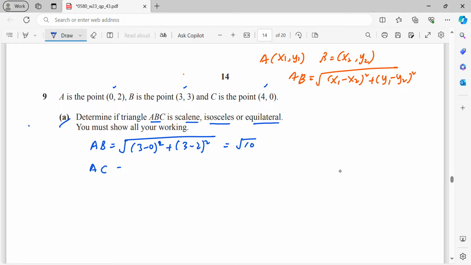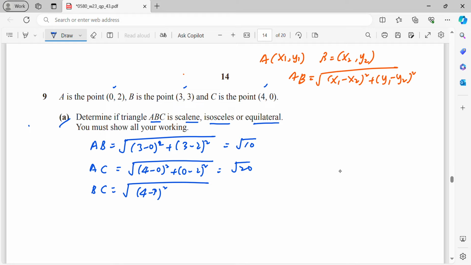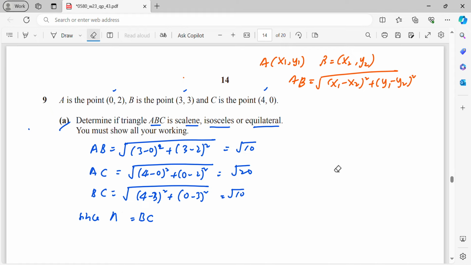Now, I calculate AC using the same formula. It will be 4 minus 0 squared plus 0 minus 2 squared. Then this is the square root of 20. Then BC is going to be the square root of 4 minus 3 squared plus 0 minus 3 squared. So you are getting the square root of 10. So since AB equals BC, only two equal lengths, that means this triangle is going to be isosceles.